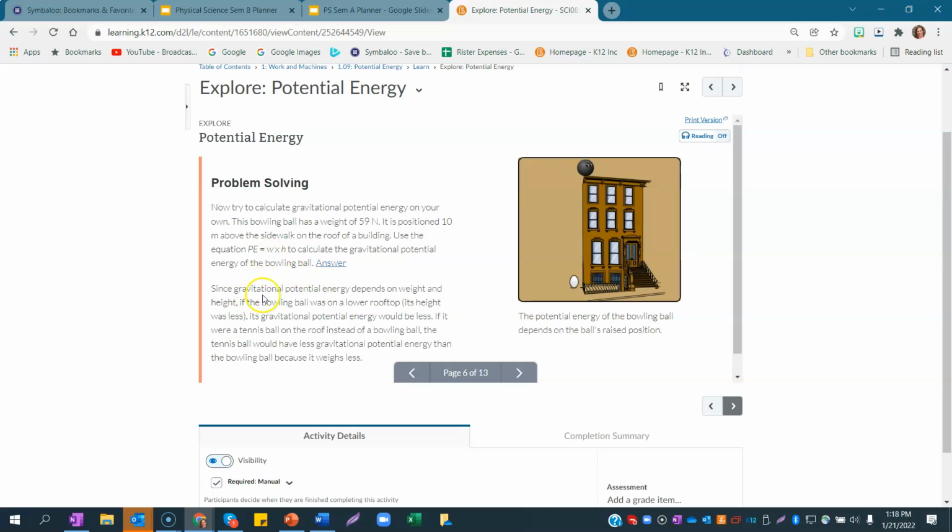Since gravitational potential energy depends on weight and height, that's your answer to number 5, weight and height. If the bowling ball was on a lower rooftop, its height was less, the gravitational potential energy would be less. If it were a tennis ball on the roof instead of a bowling ball, the tennis ball would have less gravitational potential energy than the bowling ball because it weighs less.